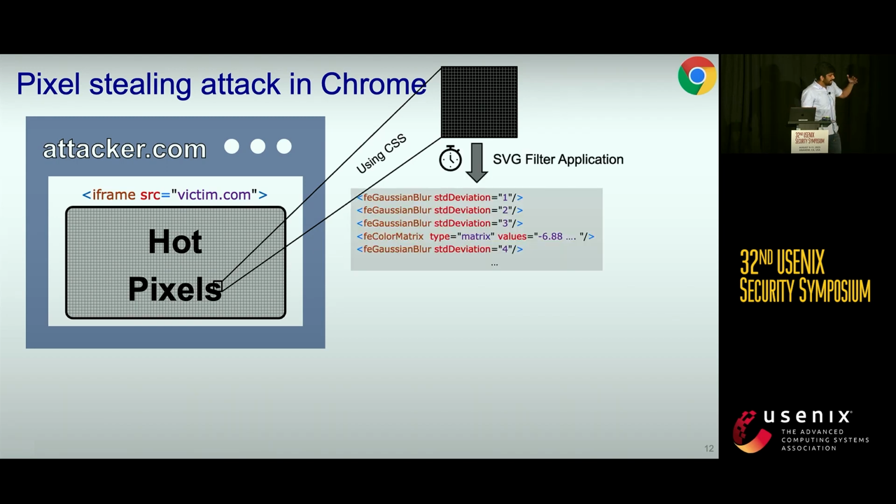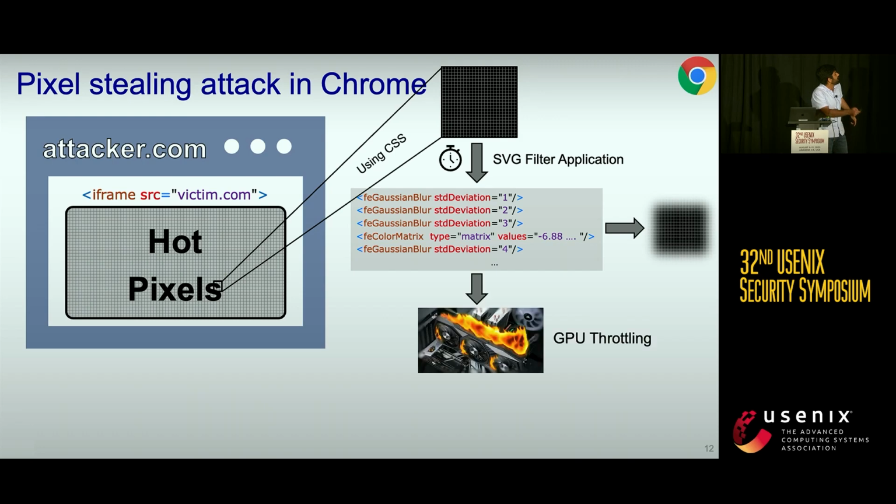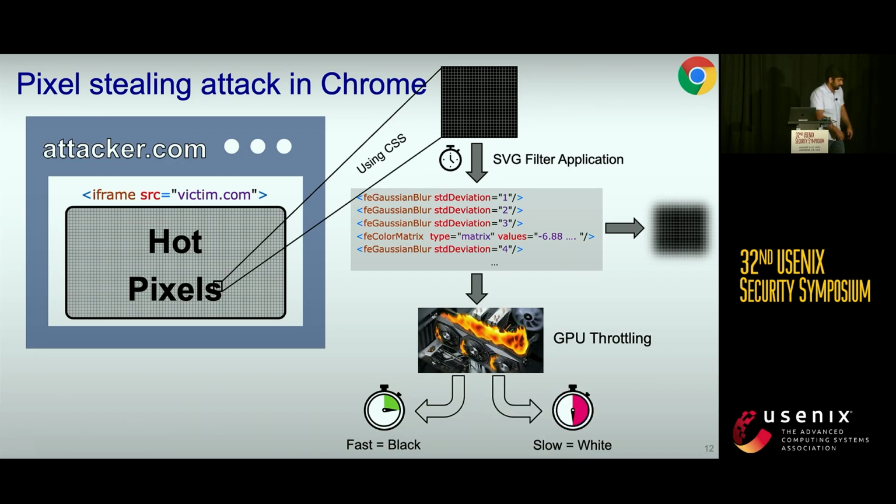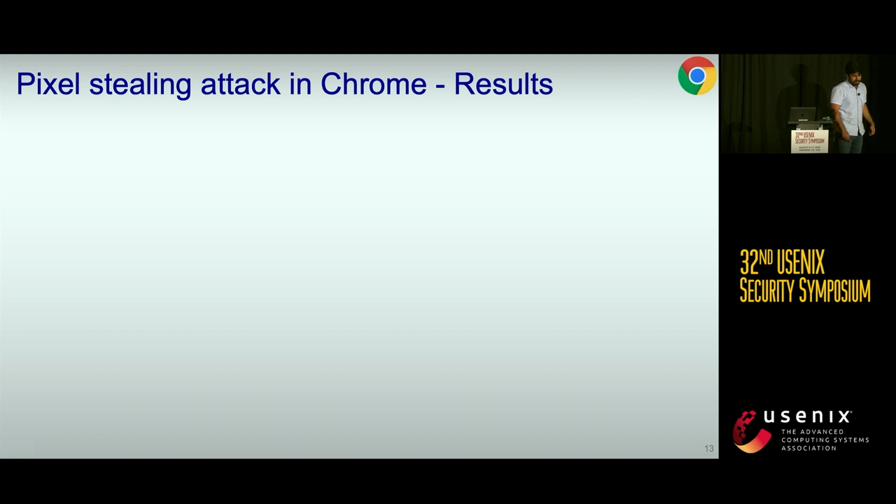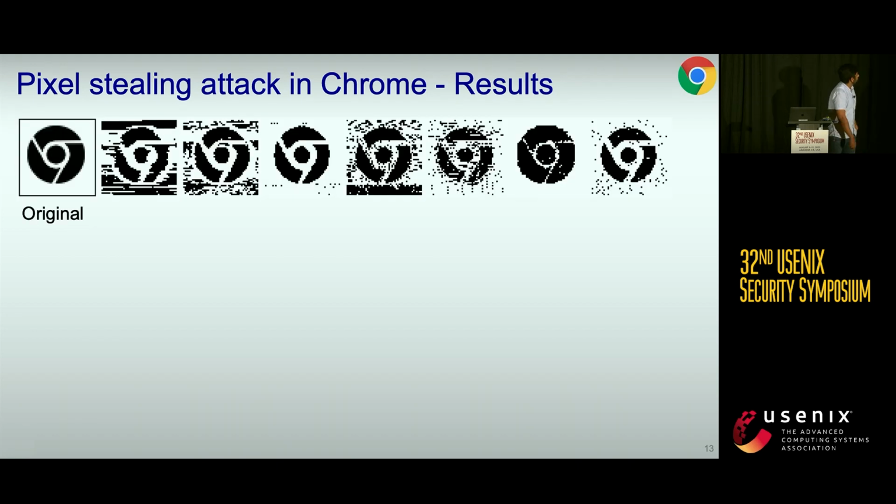Next, I apply a bunch of SVG filters, which have two outputs. One is the resulting image, which is a blurry looking image that we see here. The other one is a throttling GPU. Now, depending on whether the filter application takes longer or shorter, we can classify the target pixel as being black or white.